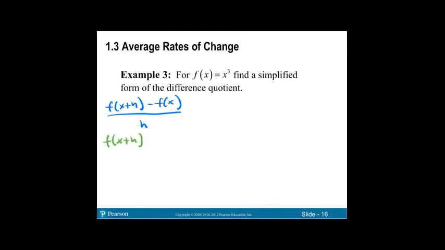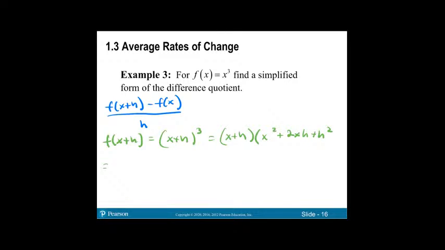So in this case, it's going to be x plus h cubed, right? Cubing a polynomial. So then that's going to be x plus h times, we're going to have x squared plus 2xh plus h squared. Then we need to distribute again.